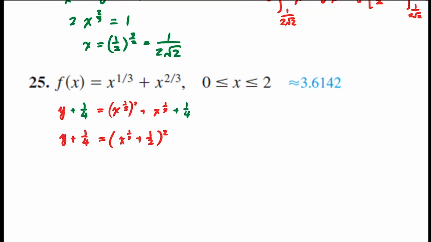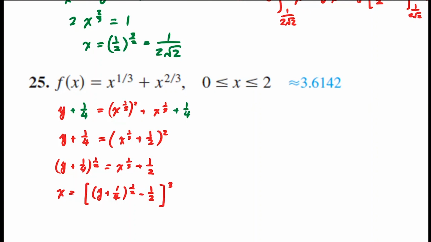Okay, now I'm solving for x, right? So I take a square root. So y plus 1/4 to the 1/2 power is equal to x to the 1/3 power plus 1/2. So x is going to be, I'm going to move over, so we have y plus 1/4 to the 1/2 power minus 1/2, the quantity cubed. Good. Say yes. Who's lost? Too much algebra?